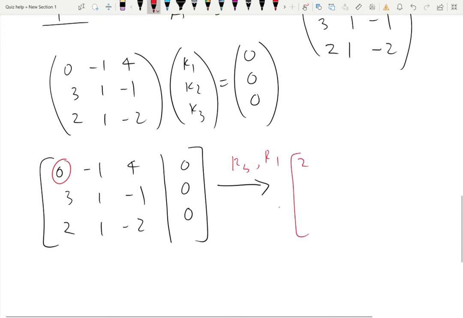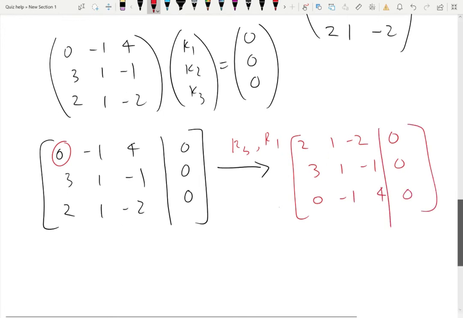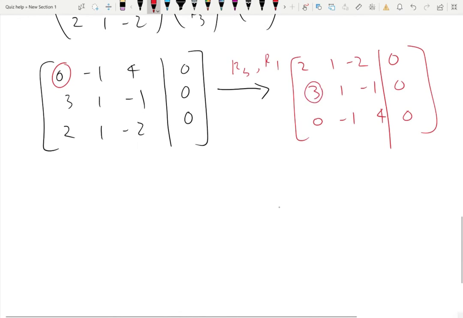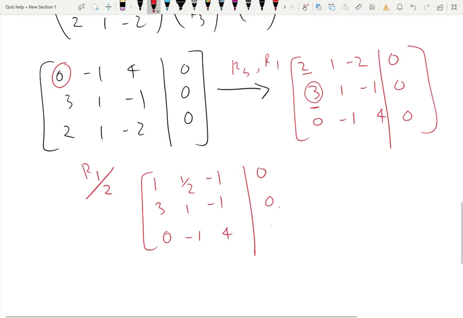So what we get is 2, 1, negative 2, 0; 3, 1, negative 1, 0; 0, negative 1, 4, 0. Okay, so this is what we get. Now we want to make this 3 a 0. But having 2 here is really uncomfortable, right? So let's divide the first row by 2 to make that part 1, because then we can get rid of this 3. 1 here, half here, negative 1, 0. We cannot skip the part where we get a fraction. Then 3, 1, negative 1, 0 and 0, negative 1, 4, 0.